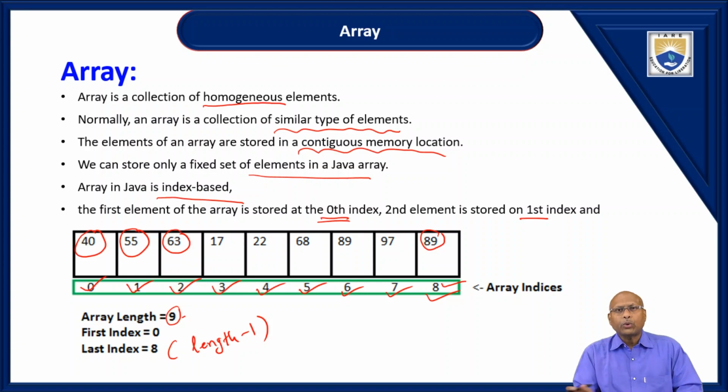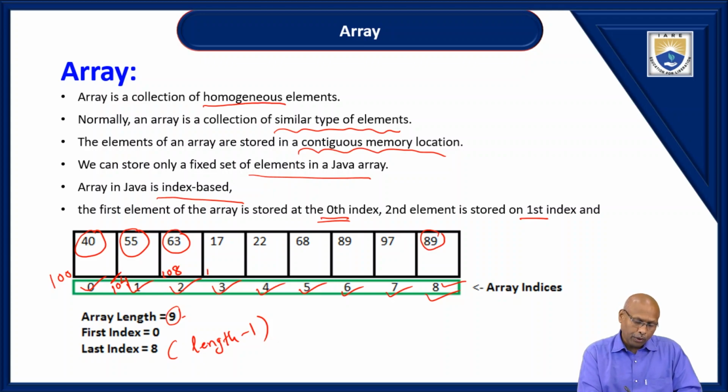The elements are stored in contiguous memory. For example, the starting address is 100, and every integer requires 4 bytes of memory. Then what is the next address? The next address will be 104. If the starting address is 100, the next address is 104. Then we have 104 plus 4, that is 108. This 108 is the address of the second index.